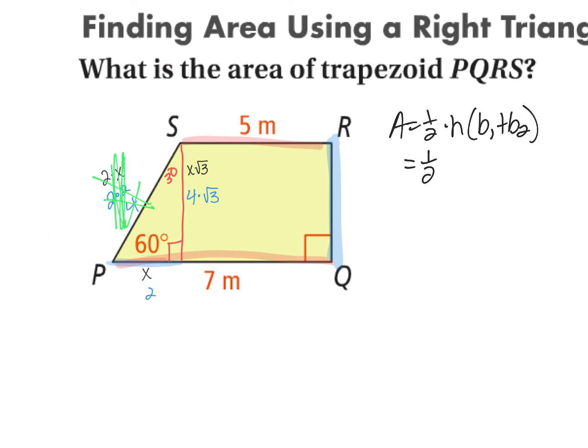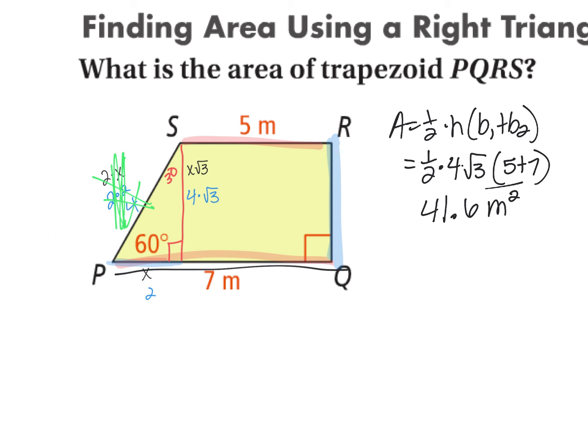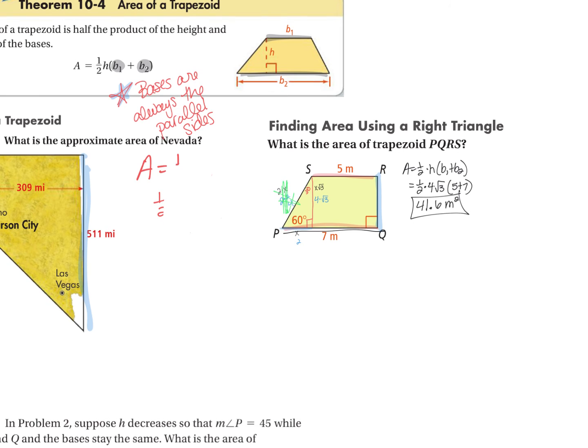I'm going to have 1/2 times my height, which is kind of weird, but it's okay. It's 4 times the square root of 3, parentheses, base 1 is 5, plus, what is base 2? Well, it's the original amount, the whole thing, so that would be 7. All right, so now you're going to type this in your calculator and round it to one decimal place. All right, and I just did it, and I got 41.6. Okay, and then let's get our label on there, meters squared.